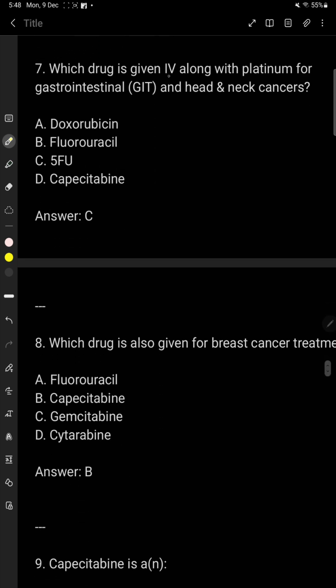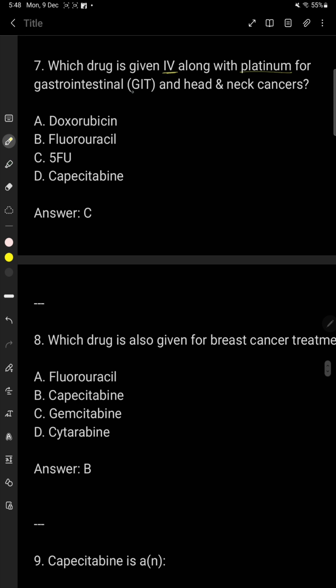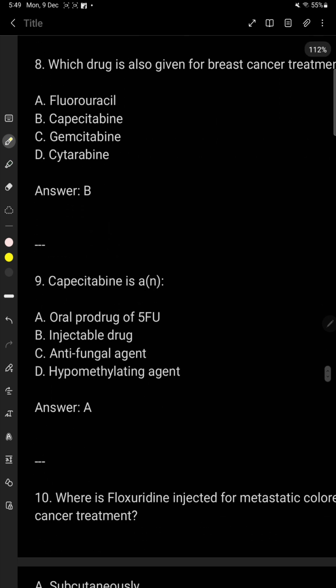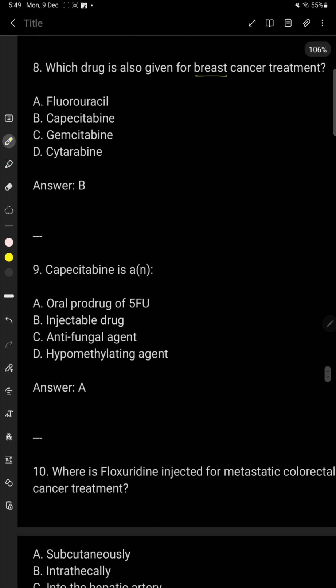Which drug is given IV along with platinum for gastrointestinal tract and head and neck cancer? 5-fluorouracil, which is a pyrimidine analog, is given along with platinum for GIT and head and neck cancers. Which drug is given for breast cancer treatment? Fluorouracil is given for GIT and head and neck cancer, and for breast cancer capecitabine is used.